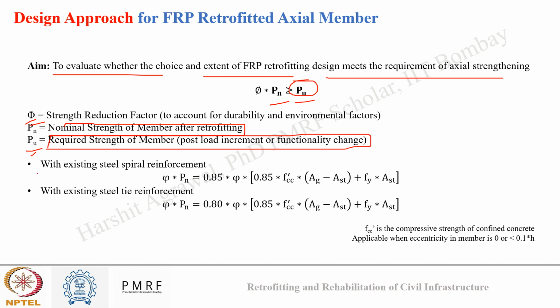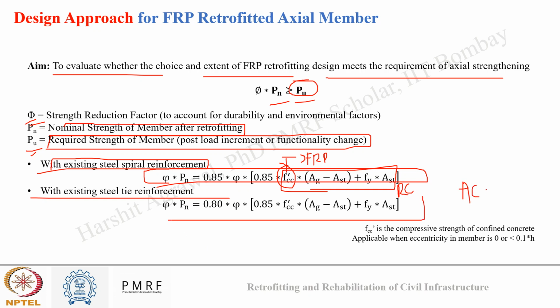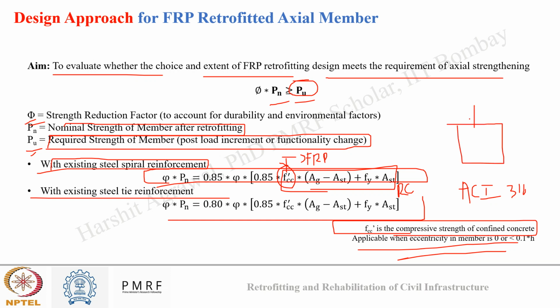In the case of spiral reinforcement, Pn is calculated by this equation, where I have taken the contribution of FRP and also the contribution of the existing RC. If there is tie reinforcement, the Pn value is given by this equation. This is as per the ACI 318 guideline. Here f'cc is the compressive strength of confined concrete. These equations are applicable when eccentricity is zero, so they are valid for an axially loaded member and not an eccentrically loaded member.